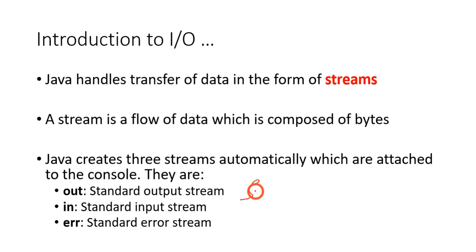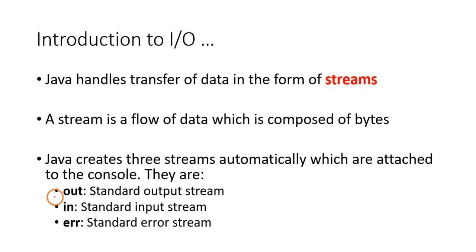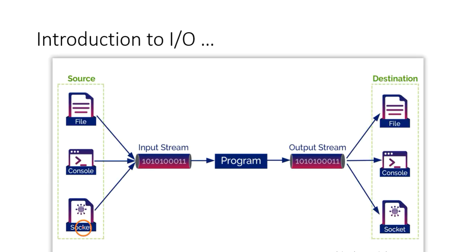In your programs until now you are writing System.out. This out represents the output stream. Similarly, inside the Scanner you are writing System.in. This in represents the standard input stream, the keyboard, and the standard output stream is the monitor. So these are the three default streams: out, in, and err.